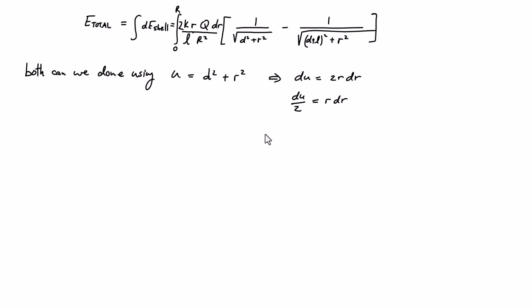For example, for the first term, I may substitute u as being d squared plus R squared. For the second term, I do something similar, except it's d plus L squared plus R squared. The du terms look exactly the same, and now you can substitute the u-du terms in there. This is pretty straightforward. So the first term of this integral looks like this. You perform the u-du substitution. I'm going to skip a couple steps here and just show you the final result.